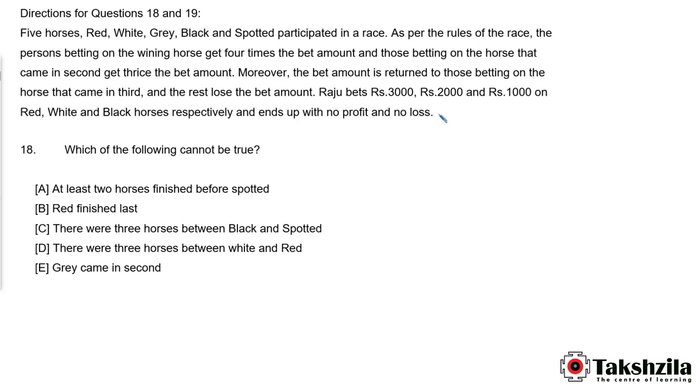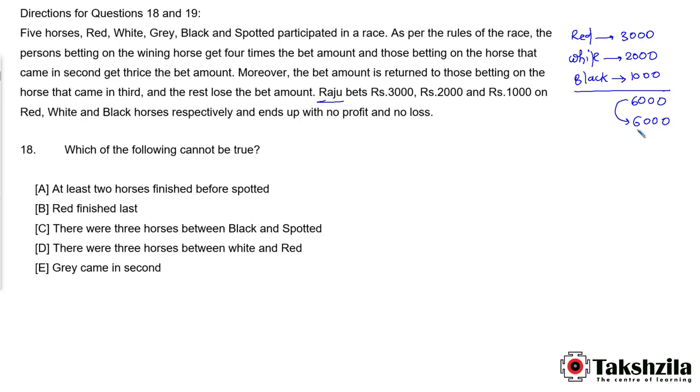The given data is what? Raju is having 3 bets. Rupees 3000 on red, then rupees 2000 on white, and then rupees 1000 on black. Total investment by Raju is 6000, and there is no profit, no loss, means this 6000 becomes 6000. He does not lose, he does not gain.